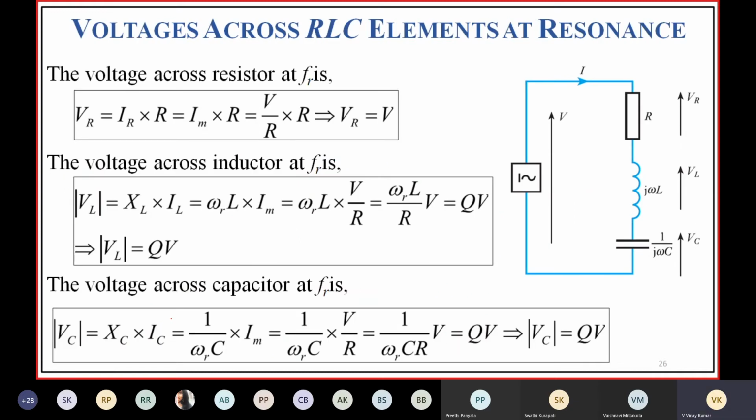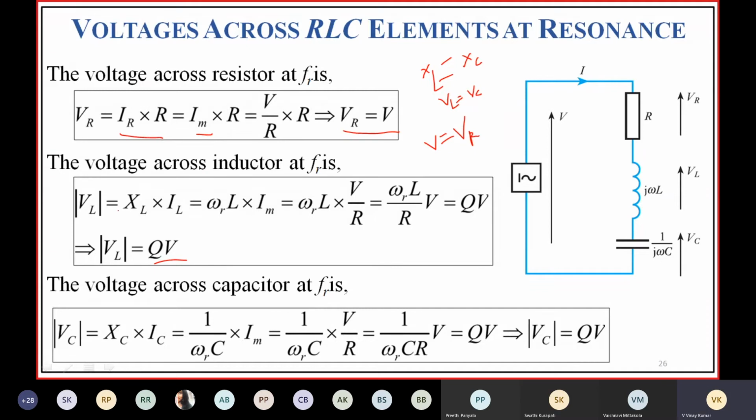Voltage across the RLC elements at resonance. So what is the voltage across the resistor at resonance? VR is equal to I_R into R. I_R is nothing but I_m only. I_m is equal to V by R, so V by R into R, then VR is equal to V. Because XL is equal to XC, VL is equal to VC, then applied voltage V becomes VR.